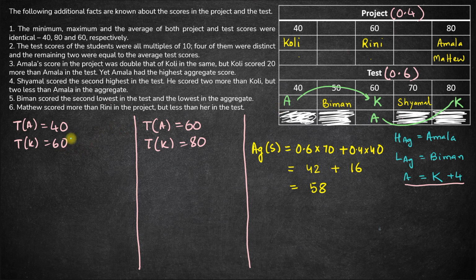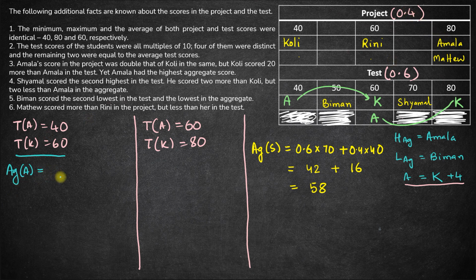Possible aggregate scores of Amala can be two cases: when Amala gets 40 marks in the test, or when Amala gets 60 marks in the test. So let's calculate in this first case. What is the possible aggregate? So aggregate for Amala will be, for project weightage is 0.4 and Amala's score is 80. So 0.4 into 80 is 32.